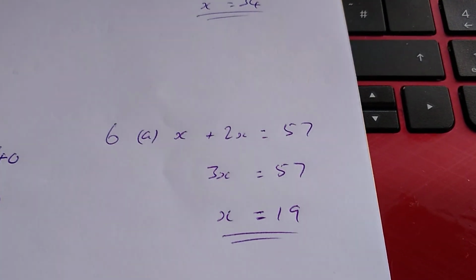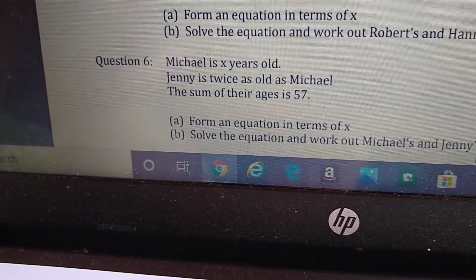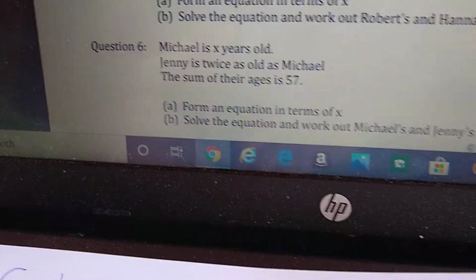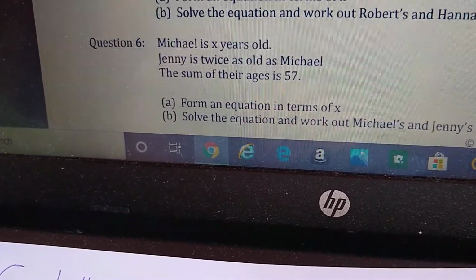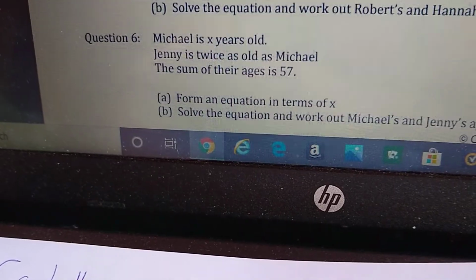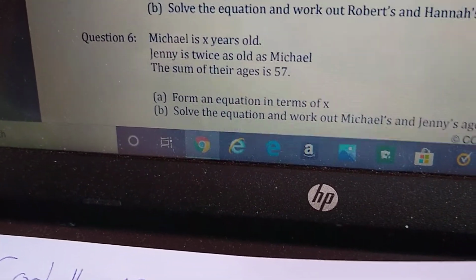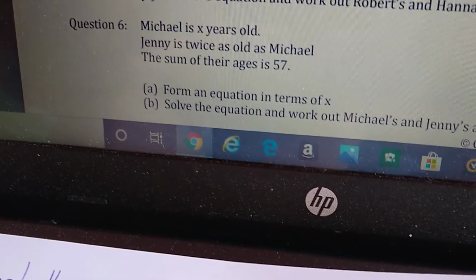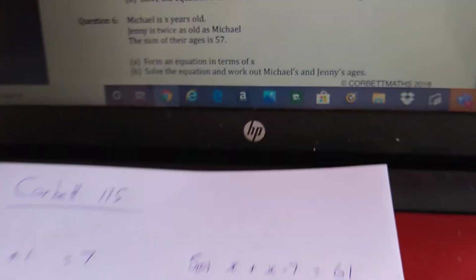And question 6. So same sort of idea. Michael is X years old. Jenny is twice as old as Michael. So again, let's think random numbers. Say Michael's 10, Jenny's 2 times 10. If Michael's 5, Jenny's 2 times 5. If Michael is 73 years old, Jenny is 2 times 73 years old, which would be very, very old. The sum of their ages is 57. So if we add their ages together, we're going to get 57.